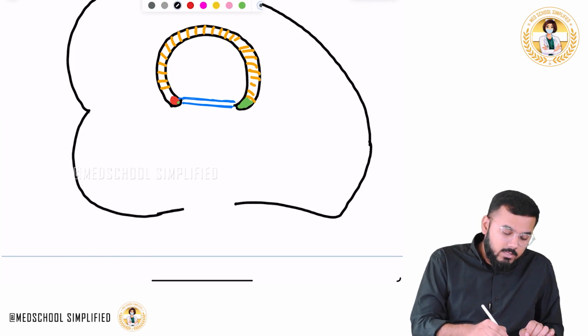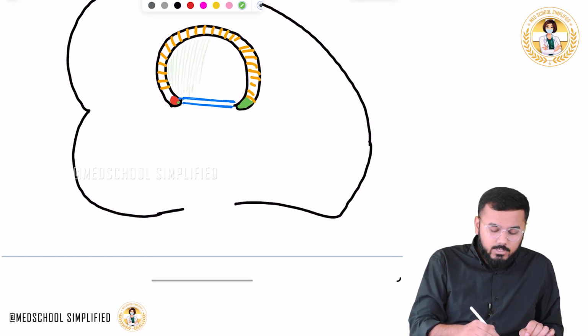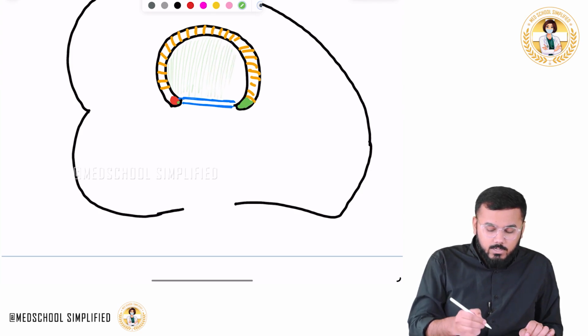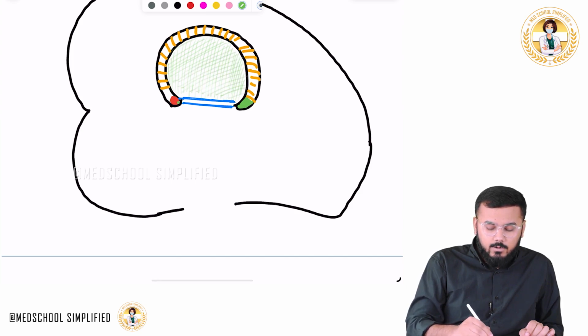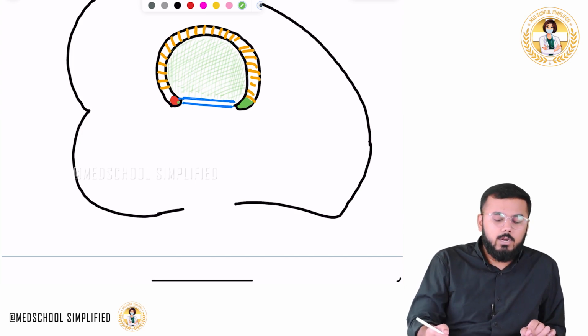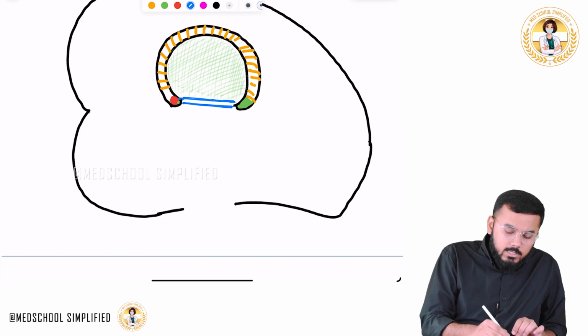Now after this discussion of fornix is done, the next important structure which I am drawing right now over here, as you can see these lines, what is this structure called? This structure which I am drawing right now is called your septum pellucidum. This shading which I am giving right now, these boxes, are nothing but your septum pellucidum.